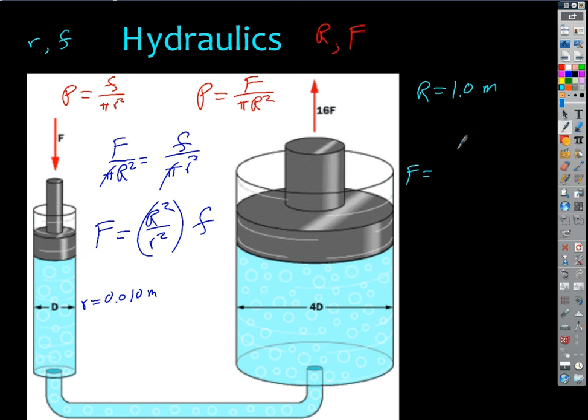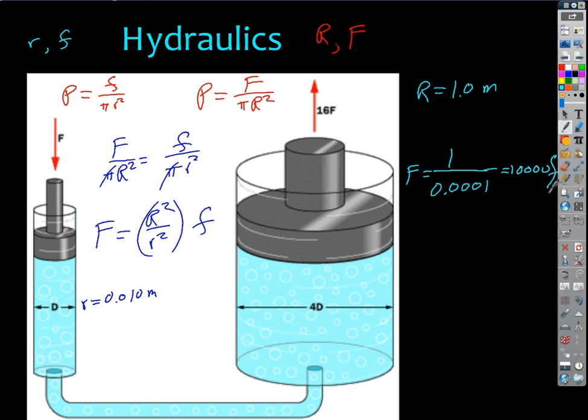It's going to be 1 squared is 1, right? 0.01 squared is going to be 0.0001. So I'm going to get, actually, is it 1,000 or 10,000? 10,000, yeah. It's going to be 10,000. So the big force is going to be 10,000 times the little force.